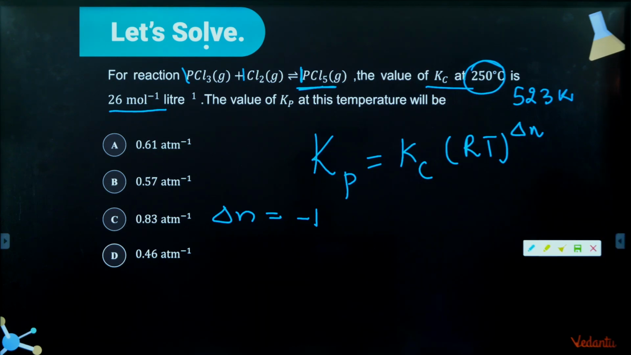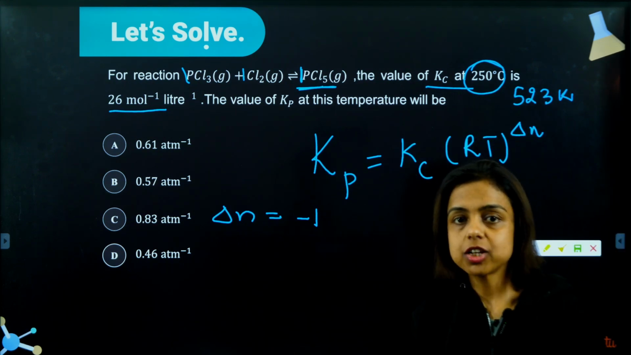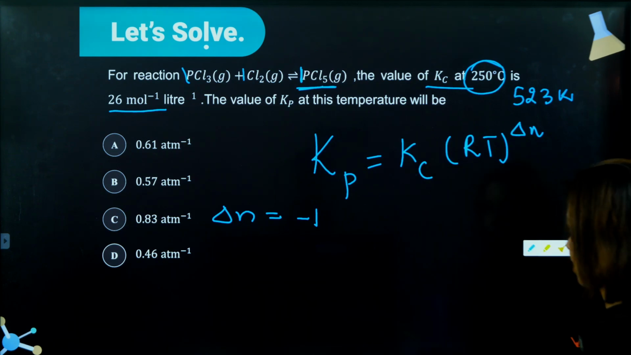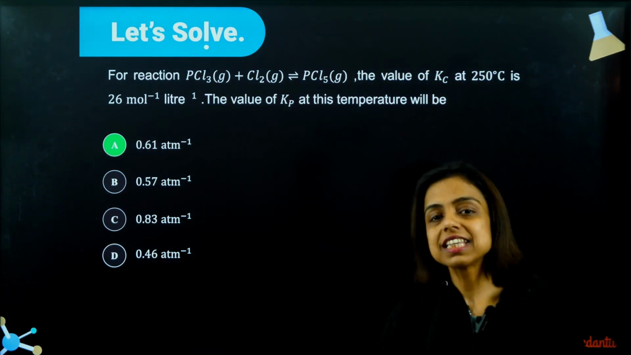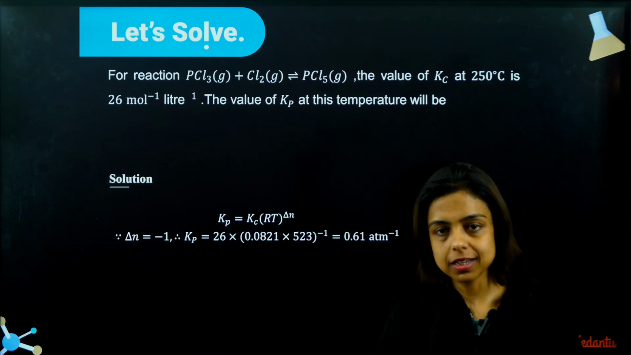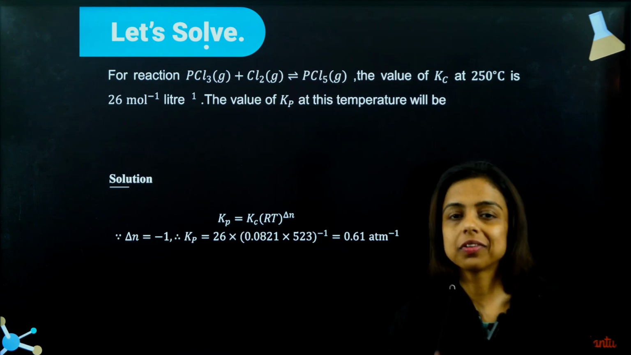So you have Kc value given to you, you have R, that is the gas constant. I hope you are all aware the value of gas constant is 0.0821. Temperature is given to you, delta N is minus 1. Putting the values into the relation, I'm sure you'll get your answer. Just be careful with the units, guys, that's it. So the answer indeed is A, right? So the relation between Kp and Kc, both are equilibrium constants. Kp is in terms of pressure and Kc is in terms of concentration.